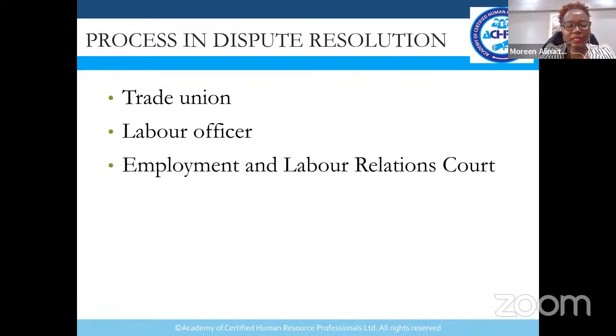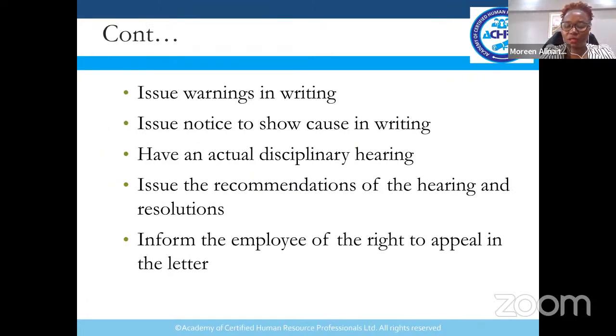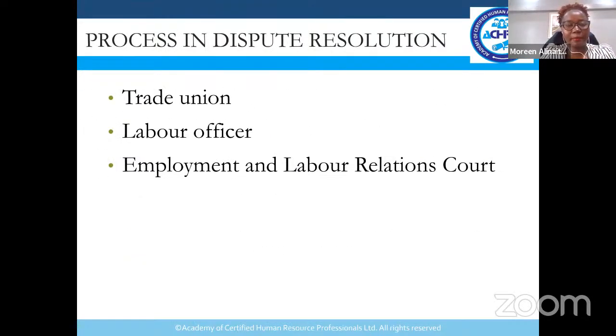What happens in case there's a dispute? In case somebody is terminated and they are not agreeing with the way they were terminated, what happens? You can either go to a trade union to solve the issue, or you can go to the labor officer, or you can go to the Employment and Labor Relations Court. These are all stipulated in the Act.